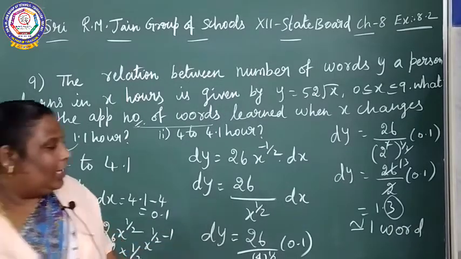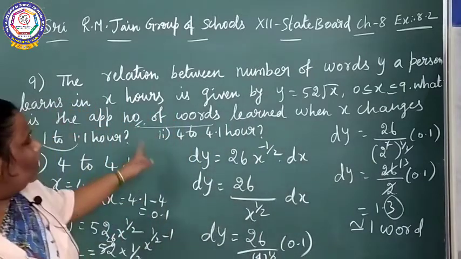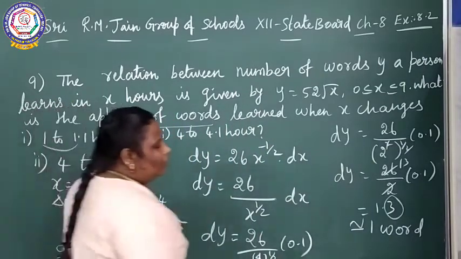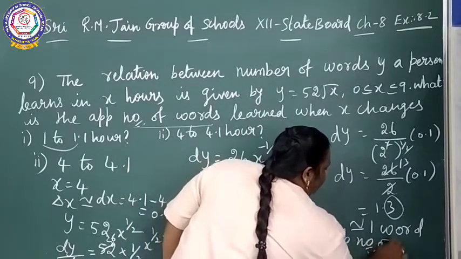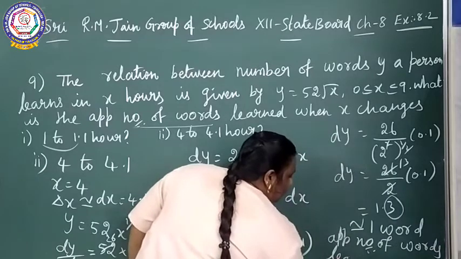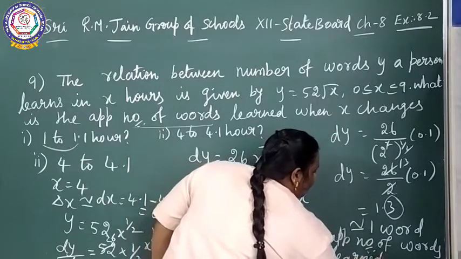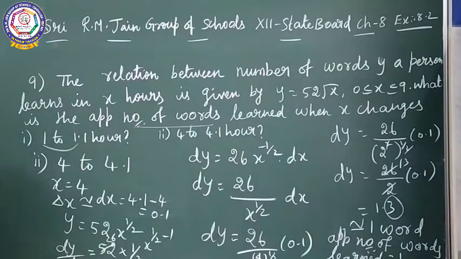So here it gives approximately one word. Approximately number of words learned equal to 1.